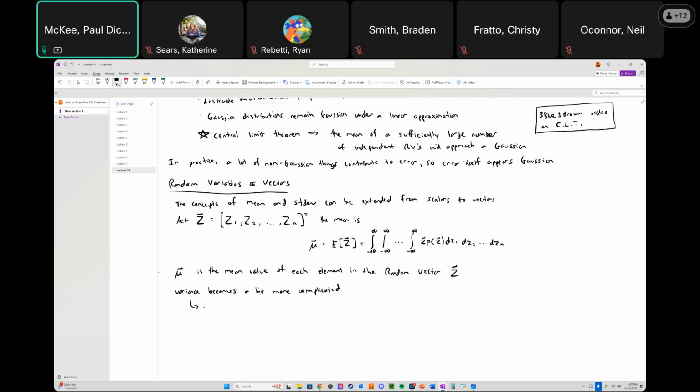So we must consider the variance of each vector element, and I slipped and said the quiet part out loud. We must also consider the covariance between each pair of vector elements.